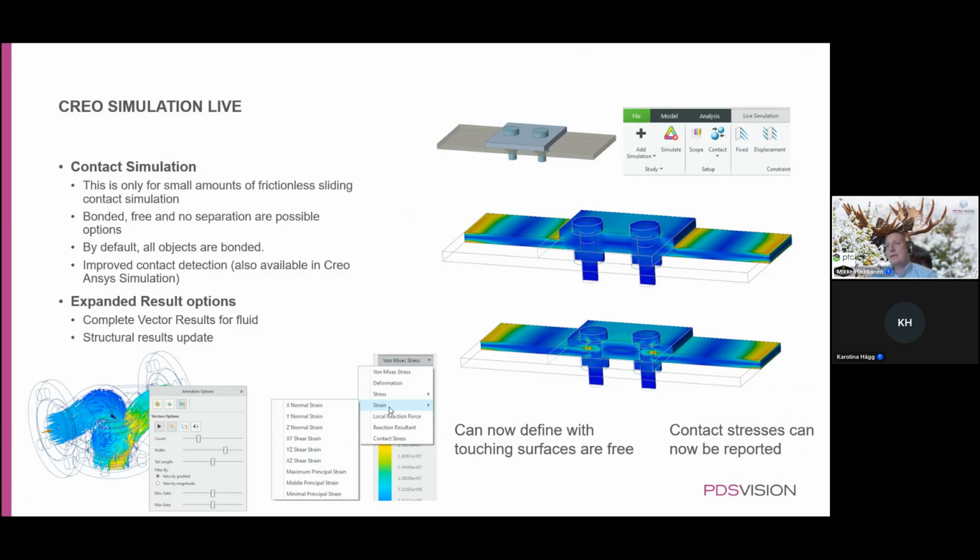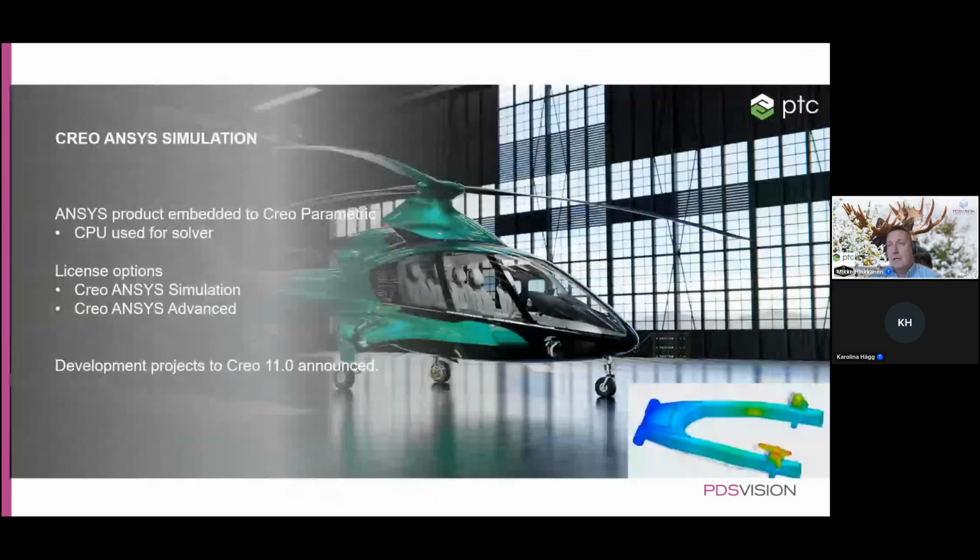Then we have something completely different. It's Creo Ansys Simulation. Again, it's an Ansys product that is embedded in Creo Parametric, but it uses the CPU for the solver. In there, you also have two license levels. You have Ansys Simulation, and recently they announced a Creo Ansys Advanced Simulation license version of the application.